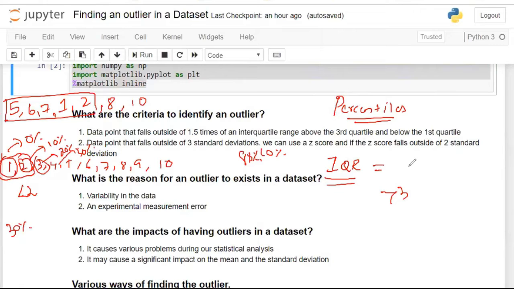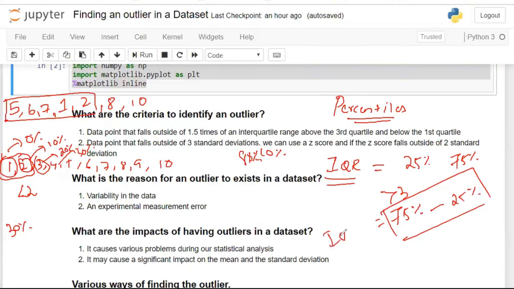Now in the interquartile range, the numbers we focus on are the 25th percentile and the 75th percentile. We calculate the 75th percentile value in this distribution, and then subtract the 25th percentile from it. That is basically my IQR, my interquartile range. Simple. How to detect an outlier after finding the IQR value, I'll discuss in a while.